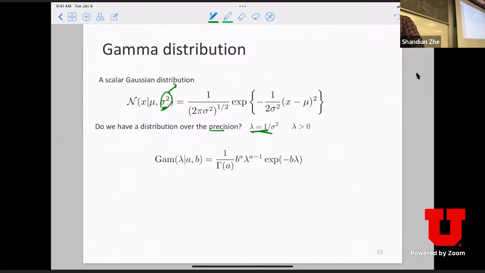So here's a form of the gamma distribution. It's also determined by two parameters, A and B. The terms related to the variable lambda are lambda to the power of A minus 1, e to the power of minus B lambda. So it kind of resembles the exponential distribution, but it's different because we have this extra lambda to the power of A minus 1 term.